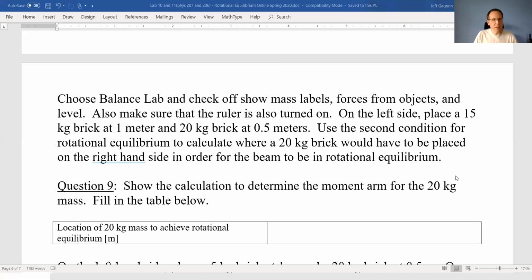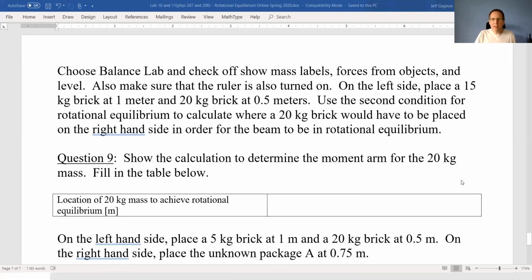Again, question 9: make sure you show me that calculation using the sum of the torques equals 0 to determine the moment arm for the 20 kilogram mass, such that when you place it there, it's completely balanced. Then you should check it. Actually put it on there and make sure that it balances in the simulation. But you're going to actually calculate and show me how you got that particular value.